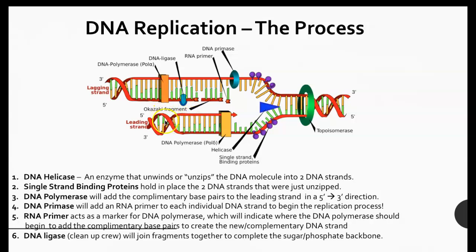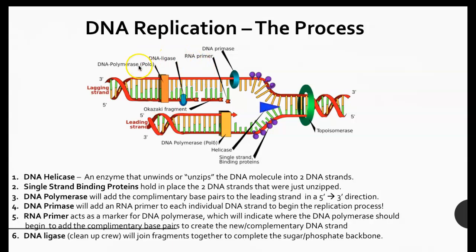Once this DNA polymerase travels all the way down the DNA strands and adds the complementary base pairs, what's then going to happen is DNA ligase is going to come in, and essentially it's going to act as a cleanup crew. It will join the fragments together to complete the sugar-phosphate backbone, and it is also going to look for mistakes within the new DNA molecule, because again, there could be complementary base pairs that were bonded incorrectly. So that's why we have DNA ligase, which acts as a cleanup crew.